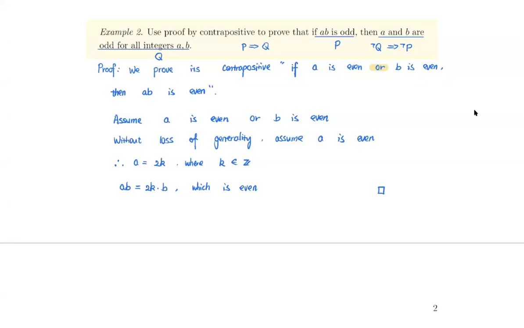So negation is not. What does that mean? If not true, then the not is false.